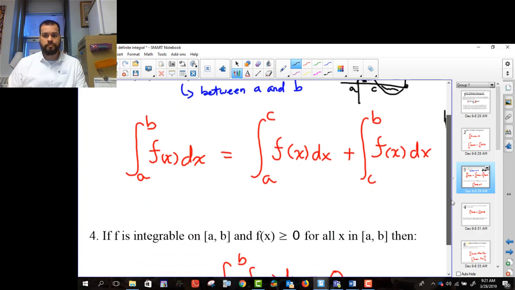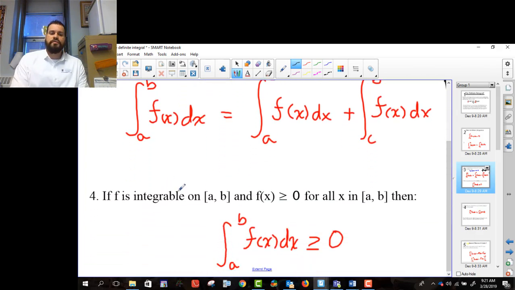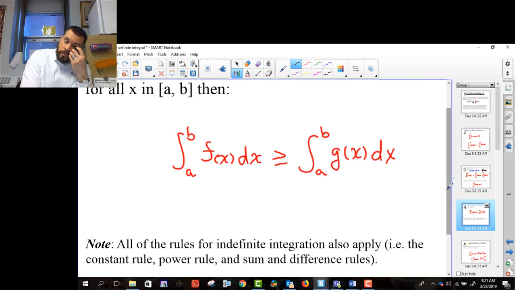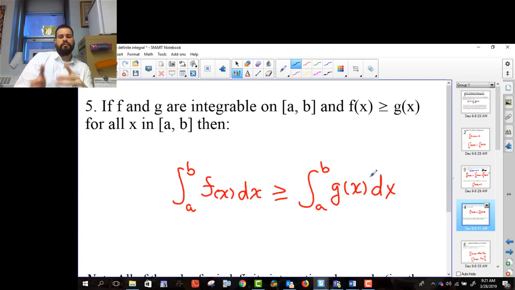And then the final rules just say that if f is integrable, that is, you can integrate it from a to b, and f is positive, then the area is also positive. So the definite integral is always positive. And if you're integrating f of x and you're integrating g of x, and the function f is bigger than the function g, that is, it's greater in terms of the y values, then the integral also is greater. Okay, and then I just made a note that all the rules for indefinite integration also apply. It's not that difficult to wrap our head around the fact that if the function's bigger, then the area underneath it is going to be bigger. So these are fairly obvious statements, but they are important to understand.